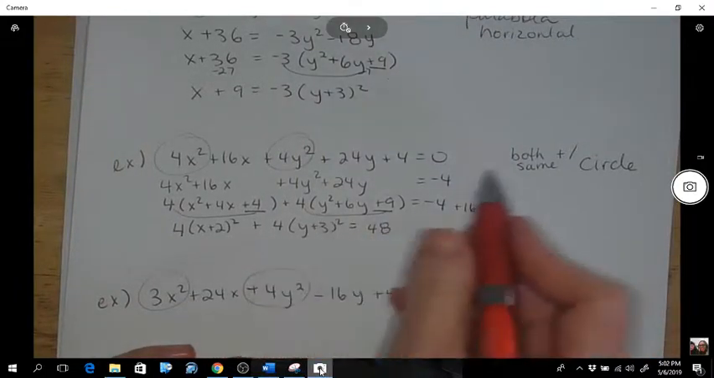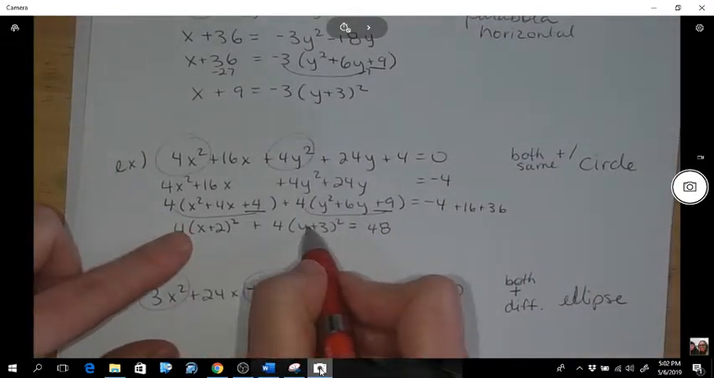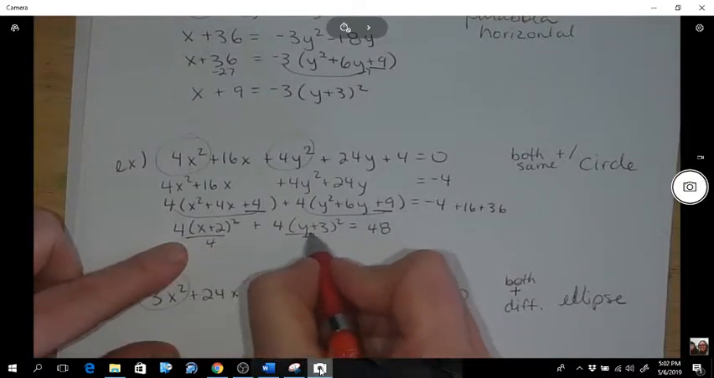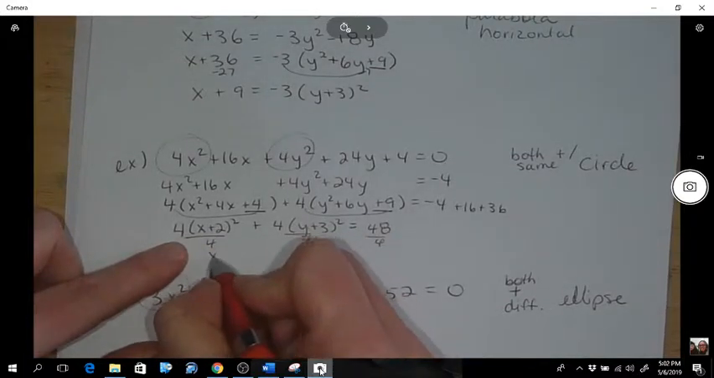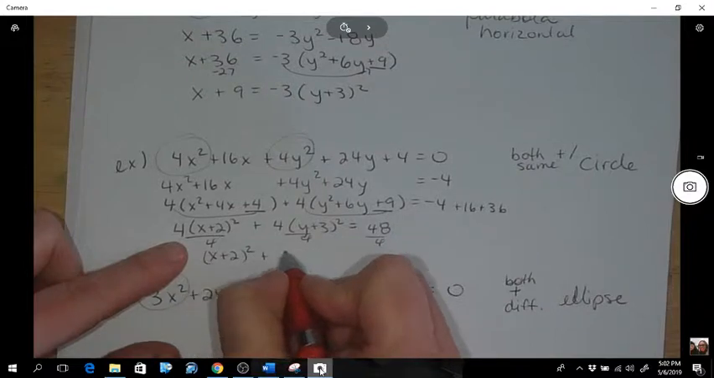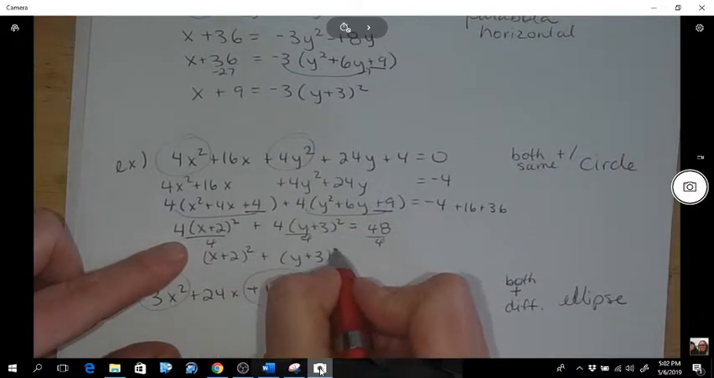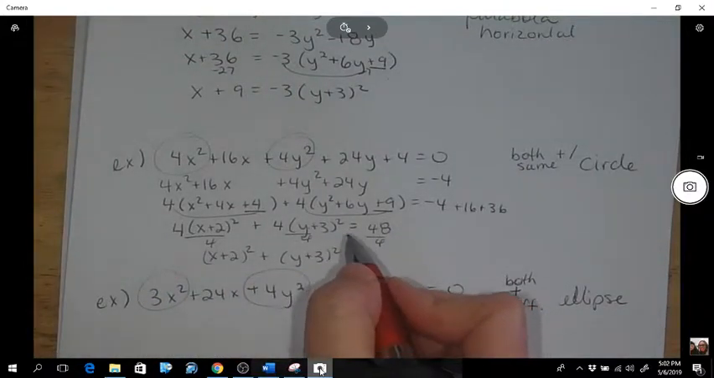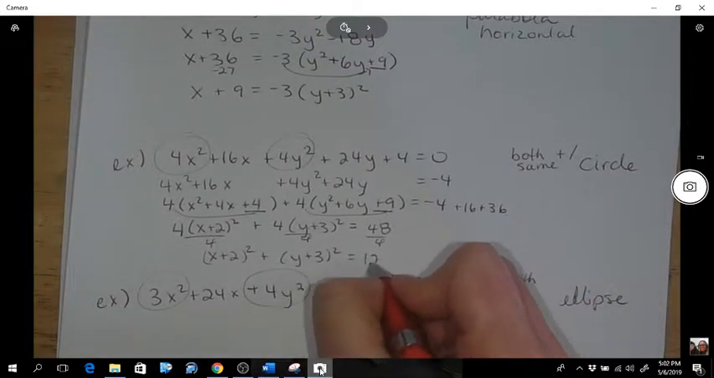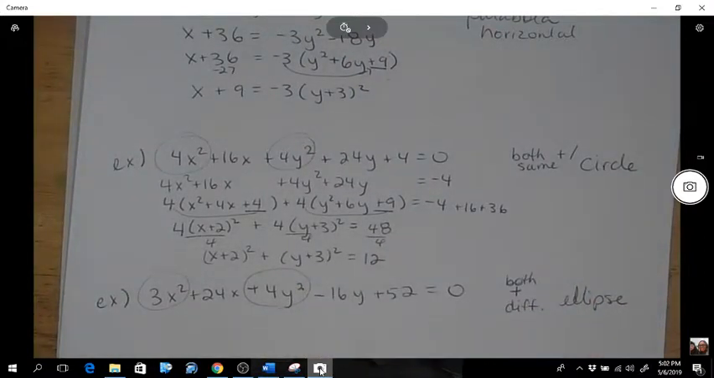Okay, and a circle, so I don't want a number. Divide it over. Right there. So (x plus 2) squared plus (y plus 3) squared equals 12. Never put it.